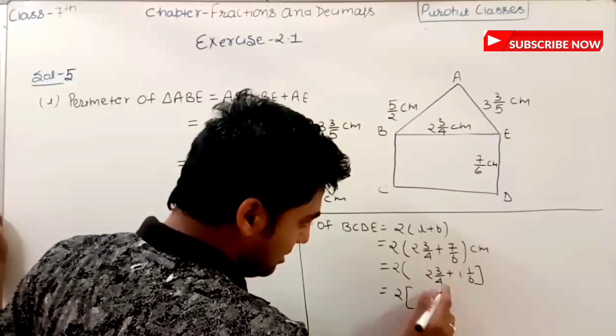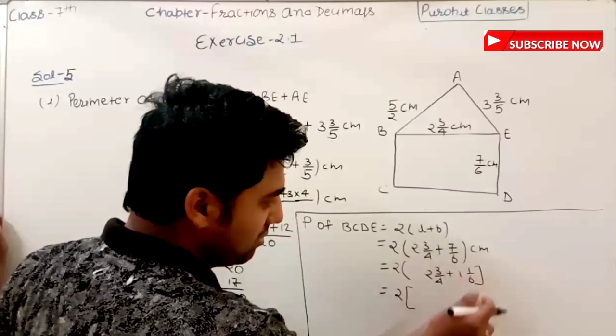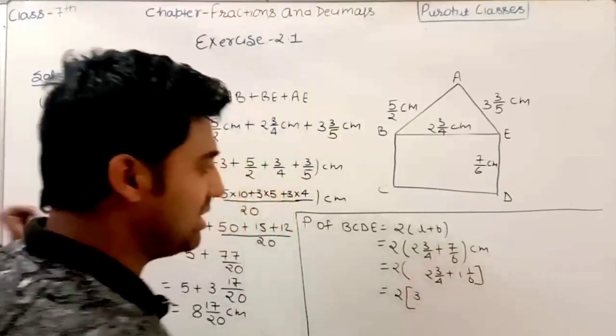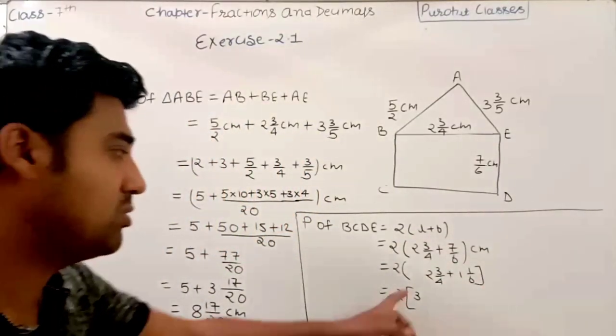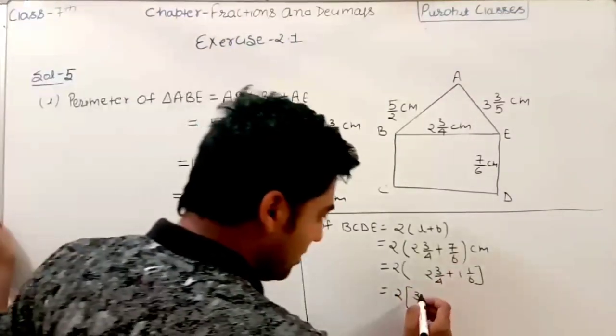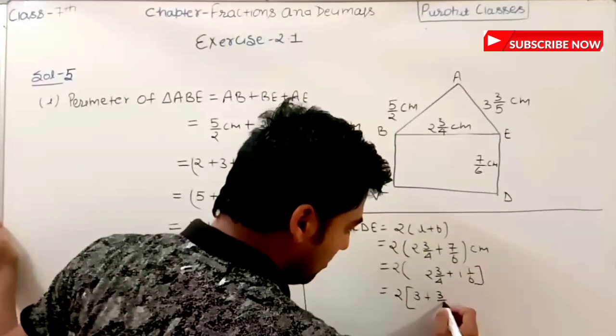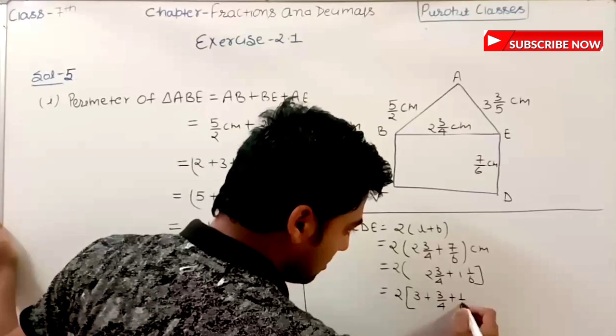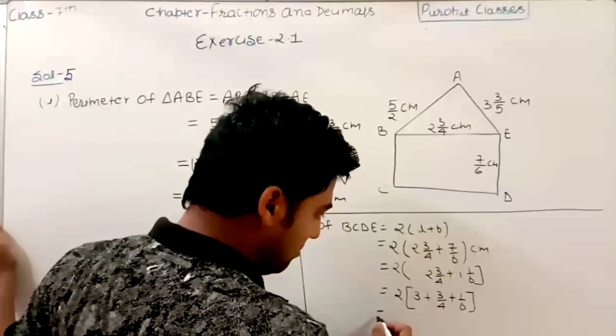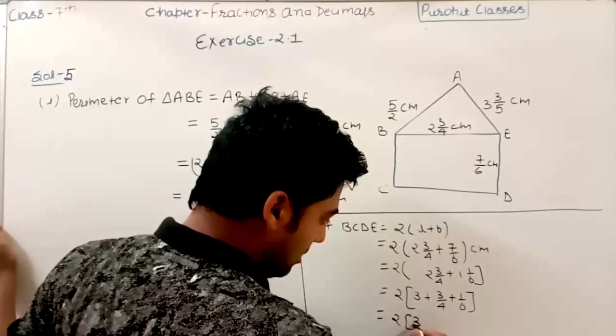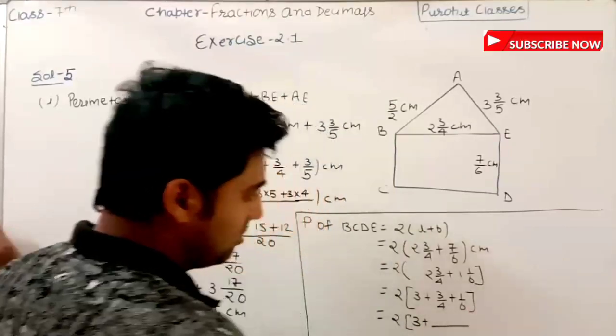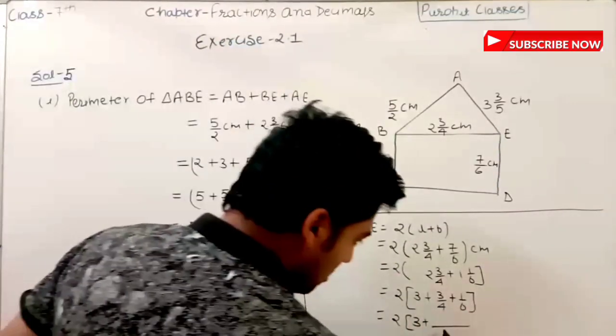Now clearly you can see this will be 2 plus 3 by 4, 1 plus 1 by 6. So if we take the wholes together, it will become 2 plus 1, 3, and we will remain with 3 by 4 plus 1 by 6. Now let us take the LCM. LCM of 6 and 4 will be 12.